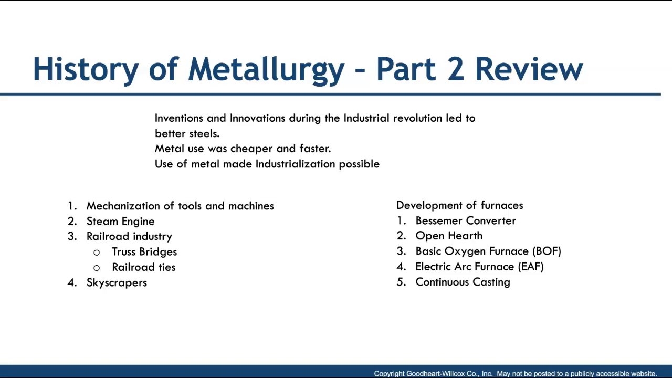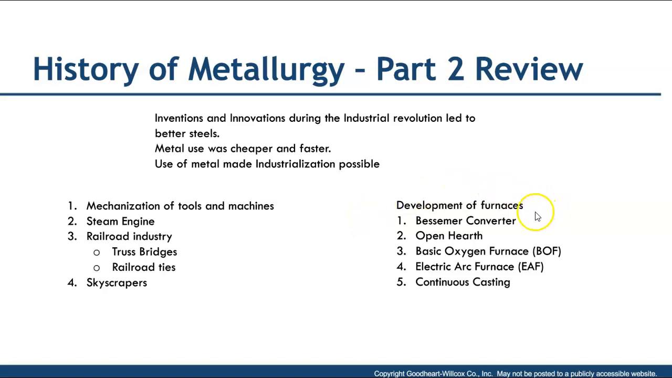So if you think about the Industrial Revolution, we've got the mechanization of tools and machinery. We have the steam engine and the development of the steam engine. We've got the railroad industry led by Andrew Carnegie here in the U.S. that had railroad ties needing to be made and truss bridges needed to be built as the transcontinental railroad was put in place. And then, of course, we've got skyscrapers that started to come out in the late 1800s, early 1900s, as the race between New York and Chicago started to take place.